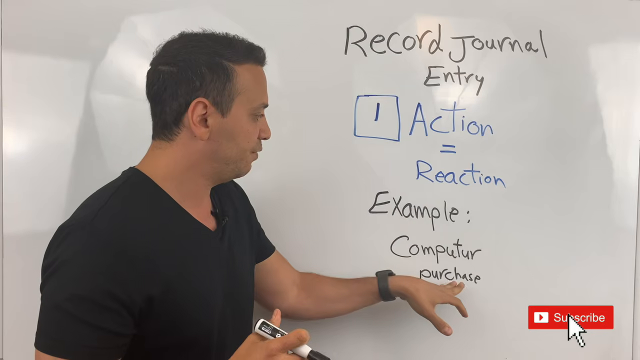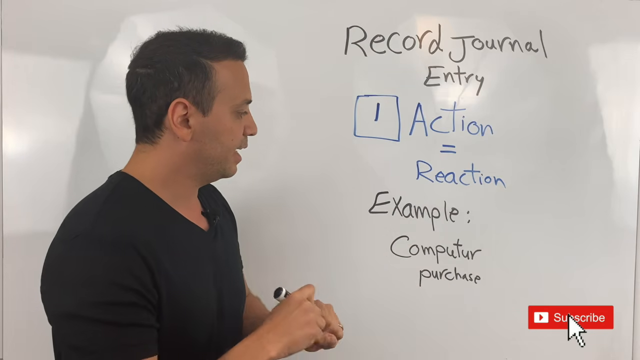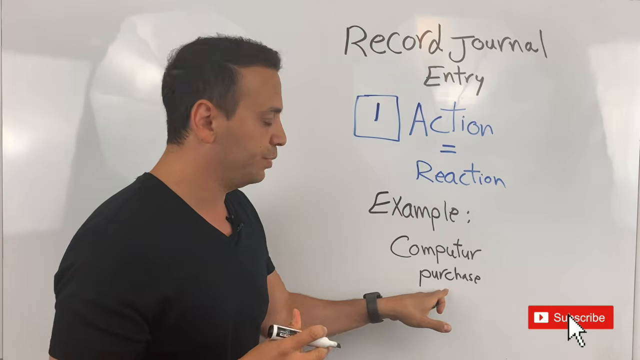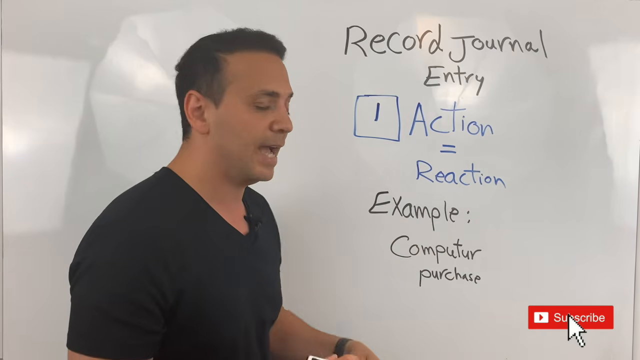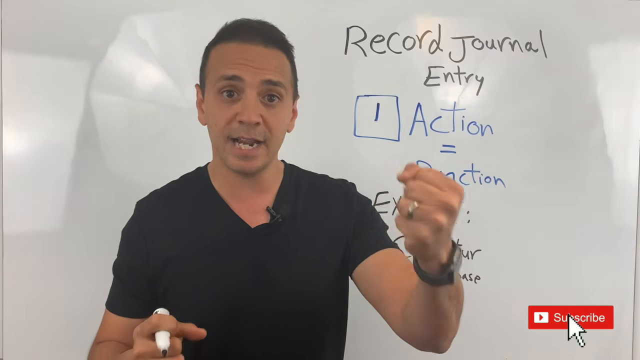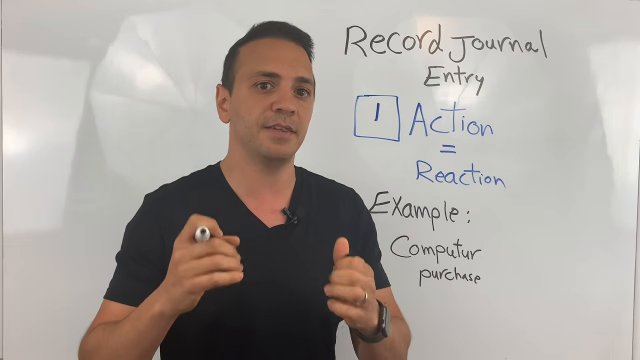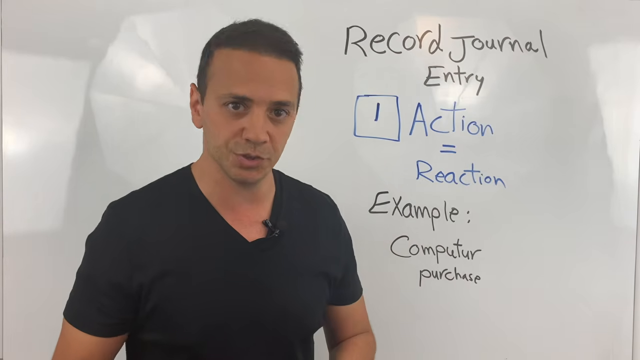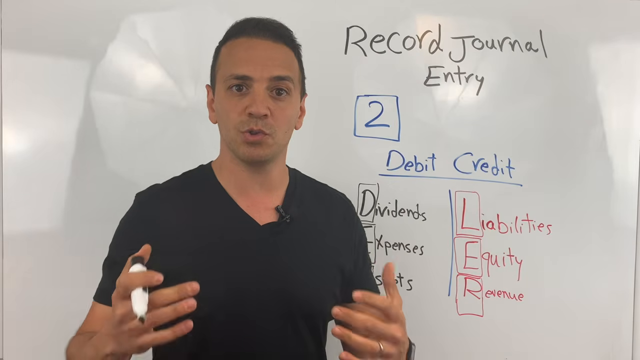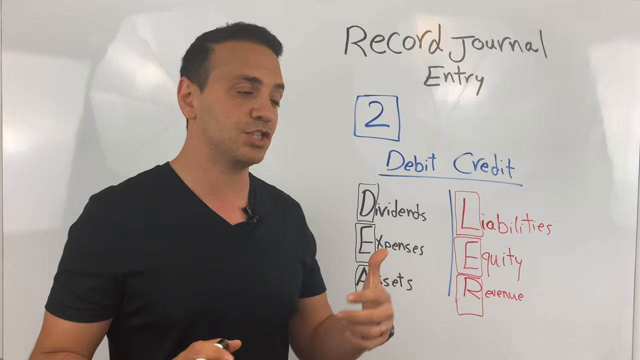The example here, if you buy a computer, then the action will be that you bought a computer that will increase your fixed assets, in this case a computer, and will decrease your cash. So it's action and reaction, and as long as you can think of it this way, this is your first step in never forgetting how to record a journal entry. Now the second step for us to remember how to record our journal entries is remembering this chart here.